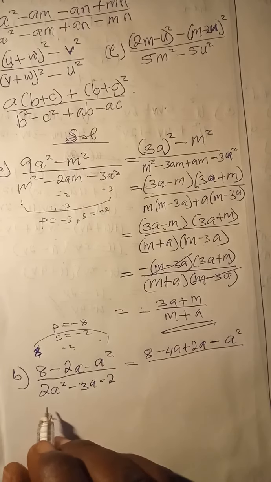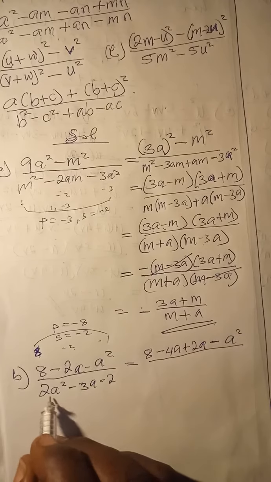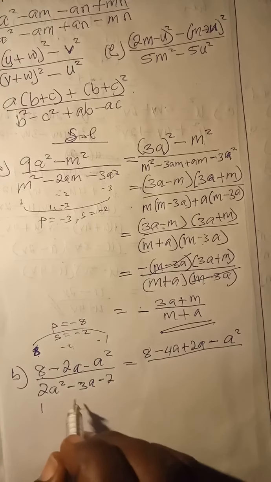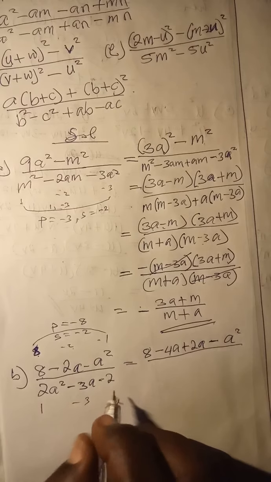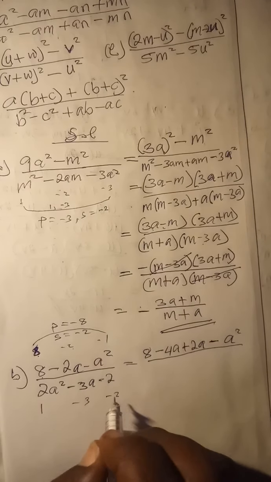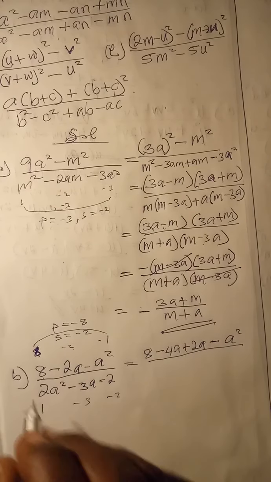Now I have a problem here also. This is a quadratic expression in descending order, right? So I have 2, minus 3, then minus 2. So the product here, sorry, this is 2.